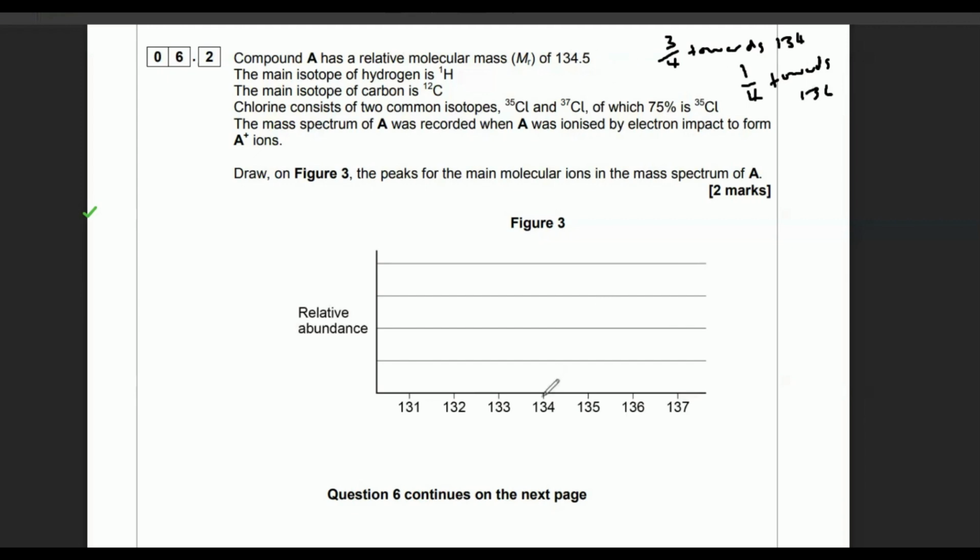So I need to draw two lines, one at 134, and that represents the chlorine-35. And that has to be 3 times the abundance. Okay, so 3 of the bars up. If that's 100%, that's 75%. And then the abundance of the chlorine-37 is only going to be 25%. So the total abundance is equal to 100. And when it has chlorine-35, it has a relative molecular mass of 134. When it has chlorine-37, a relative molecular mass of 136. And there we go.